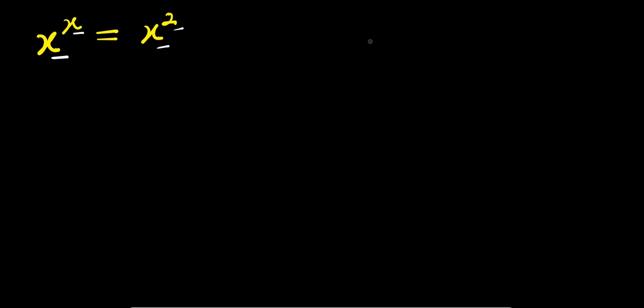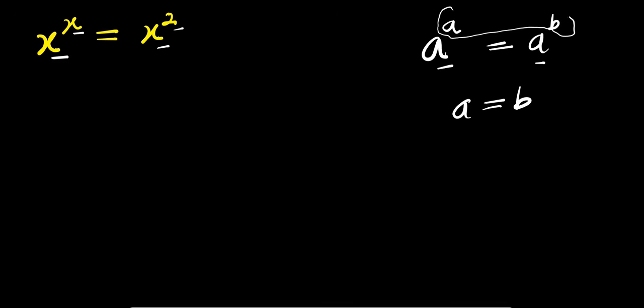Now, consider this identity: if you have a power a equals a power b, the two bases are the same, that means I can equate the exponents, meaning a equals b. We can apply the same identity here because the two bases are the same, so we can say that x equals 2.